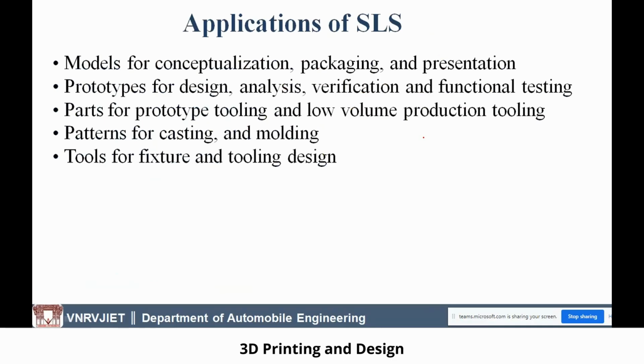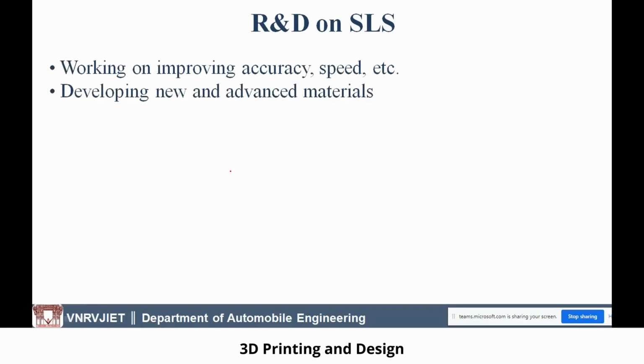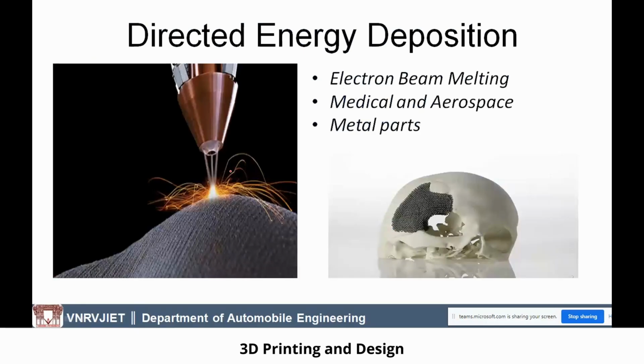Okay, so where do we use this SLS? Mostly we use it for conceptualization, packaging purposes, presentation purposes, and prototypes for design analysis, verification of the functional parts, and prototypes for tooling, that is dies, we are able to produce, low volume production tooling, and the patterns for the castings, and the tools for jigs and fixtures. So if anybody is interested, you can do research on improving the accuracy and the speed of mass production, and developing new tools, new materials and advanced materials.